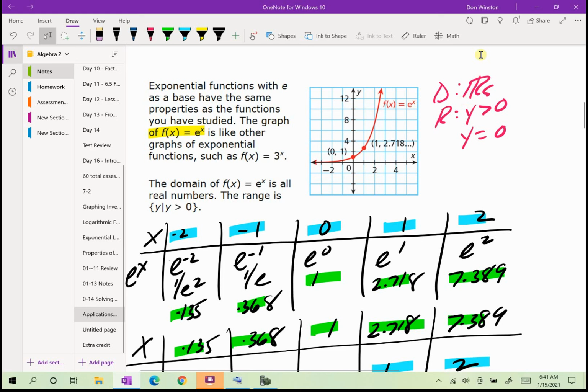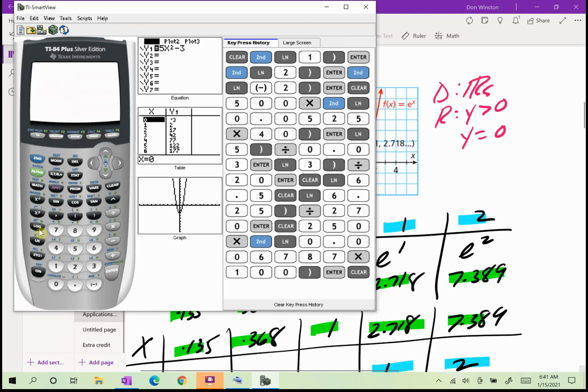Now, I'll show you that your calculator has a built-in function for e. So let me show you. Right here, you see something called ln, and we'll see in a minute that ln is the inverse of e to the x. Right there at the ln, I see e to the x. It's blue. So if I want to evaluate e raised to the x, I have to go second, ln, e raised to the x.